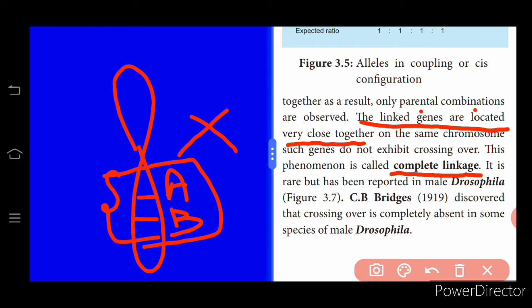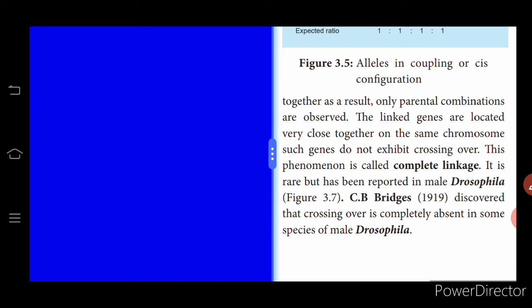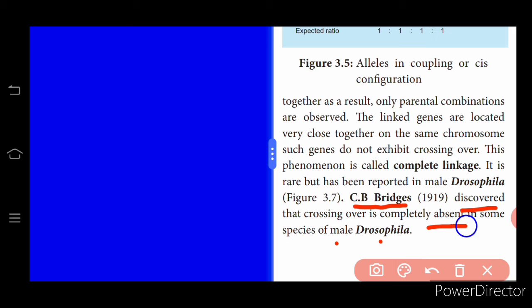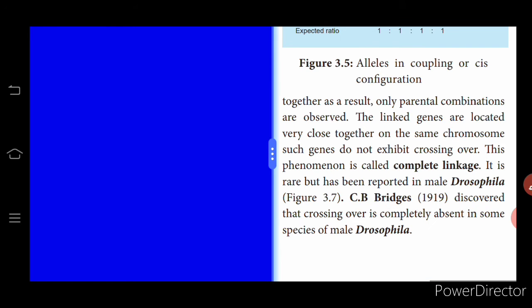Yes, it is rare, but it is reported in the case of male Drosophila by C.B. Bridges. He discovered that crossing over is completely absent in some species of male Drosophila. This example is important for a 1 mark question. Okay, C.B. Bridges. Whenever you see Drosophila, you tend to write T.H. Morgan. Here it is C.B. Bridges only who discovered that crossing over is completely absent in some species of male Drosophila. So we have learnt about complete linkage now.